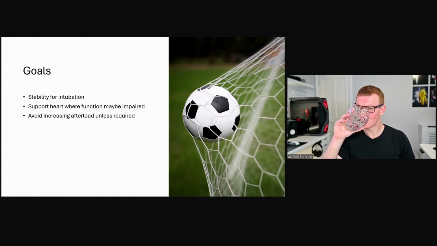Now, milrinone was mentioned as a choice. The problem with milrinone is it's got quite a slow onset. So you're going to start it, it's going to take a very long time before it actually works.